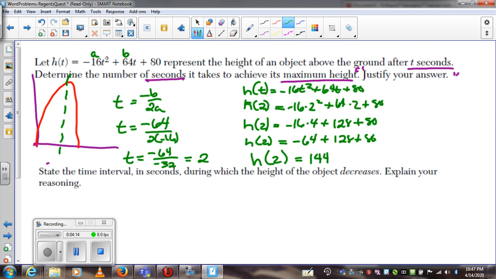And we're looking for the height, and I do not see a unit on it. It says it represents the height of an object above the ground after t seconds, but I don't see whether it's in feet, whether it's in inches. So max height is 144.